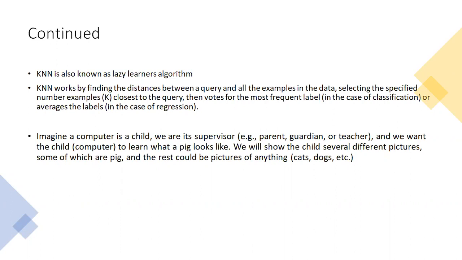It works by finding the distance between a query and all the examples in the data, selecting the specified number of examples closest to the query, then voting for the most frequent label or averaging the labels. For example, imagine a computer is a child. We are its supervisor and we want the child to learn what a pig looks like. We will show the child several different pictures, some of which are pigs, and the rest could be pictures of anything.